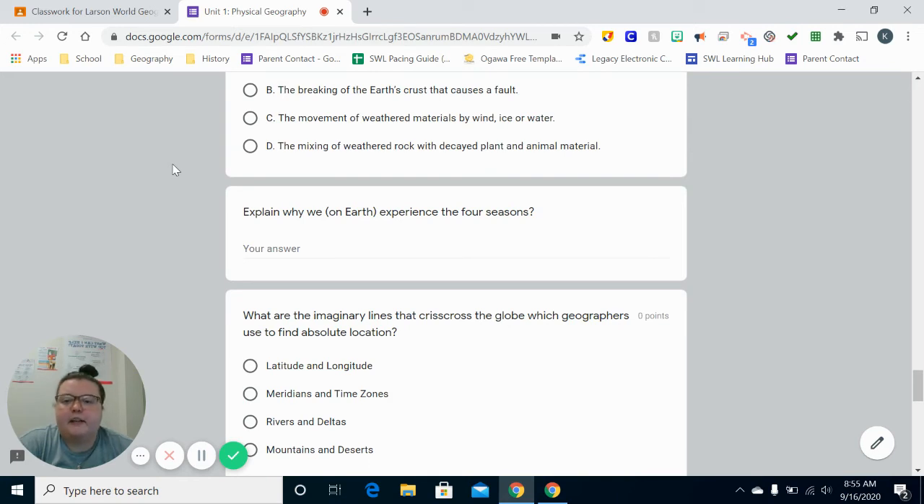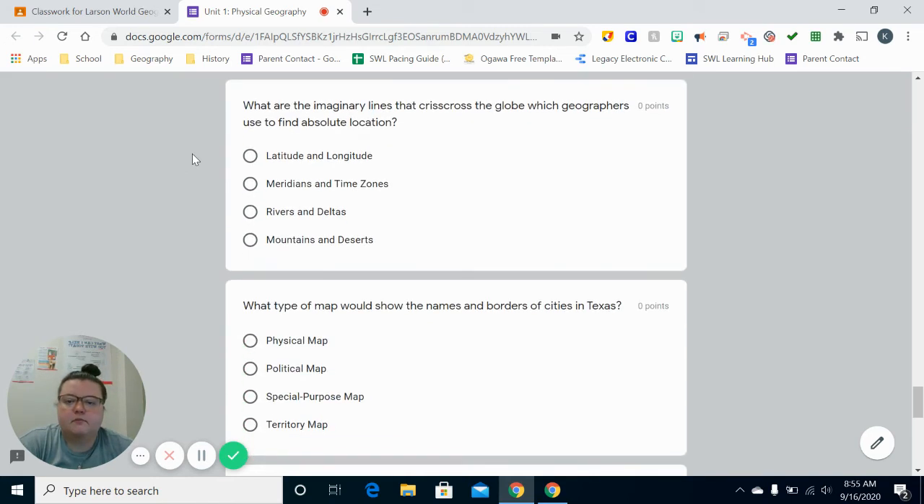Then I want you to explain to me why we, on Earth, experience the 4 seasons. I believe this is 17. I'm going to edit the questions. What are the imaginary lines that crisscross the globe which geographers use to find absolute location? Is it A, latitude and longitude, B, meridians and time zones, C, rivers and deltas, or D, mountains and deserts?